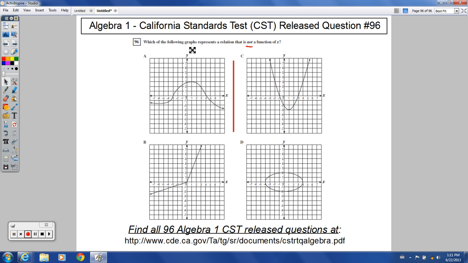So choice A, that one checks out. That one is a function. Choice C, same thing. Just one point. It would cross up here as this graph would keep extending up that way. So choice C, that one checks out.